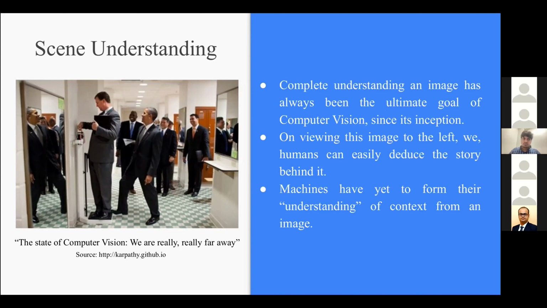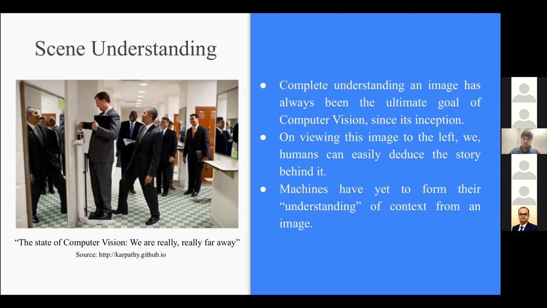And we as humans also have no difficulty in interpreting the fact that there are two sets of mirrors in this room, and the mirrors are essentially reflecting the people in this room who are in black and blue suits. But the same cannot be the case for a machine. Complete understanding of an image has always been the ultimate goal of computer vision since its inception. We humans are easily able to deduce this entire story of the then President Obama trying to pull a prank on one of his subordinates, but the machines, in the current research progress, have yet to form their understanding of context from this image.